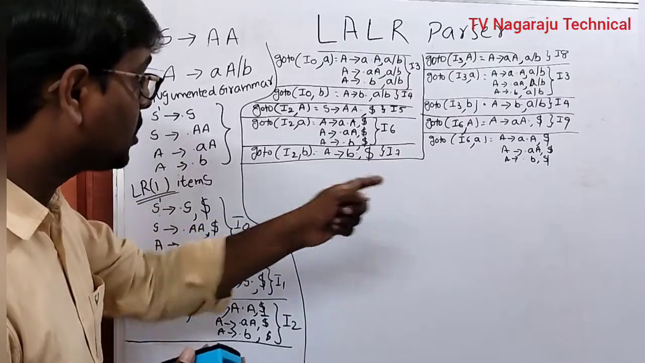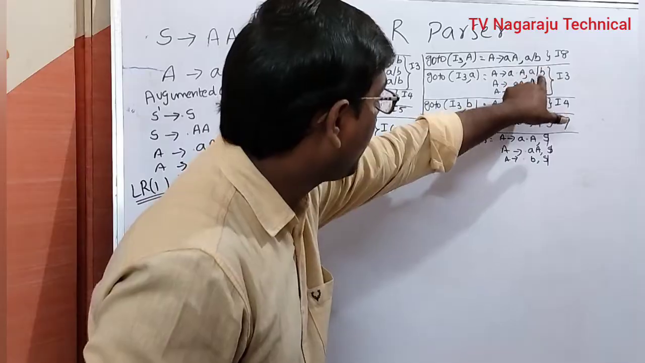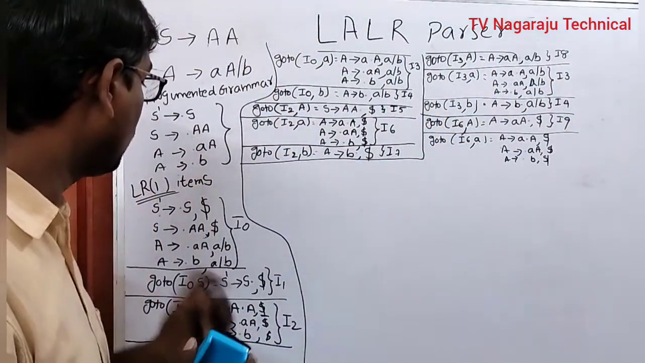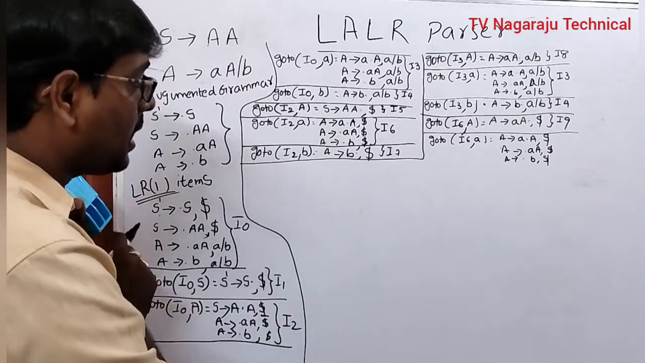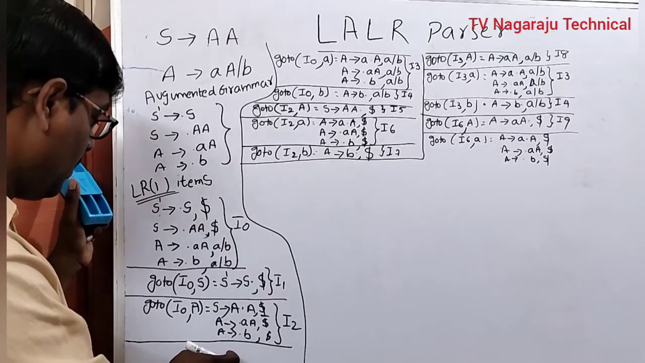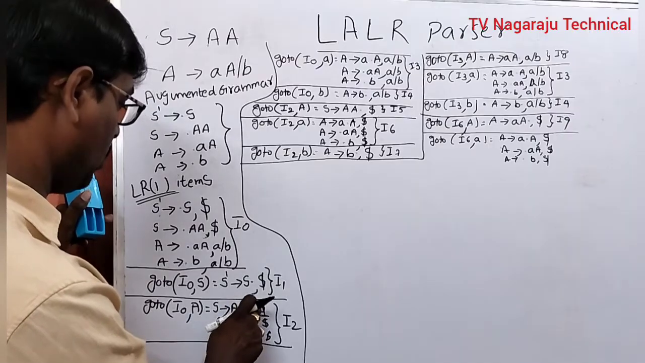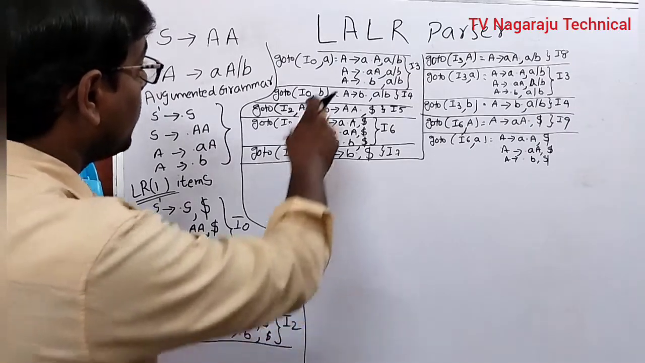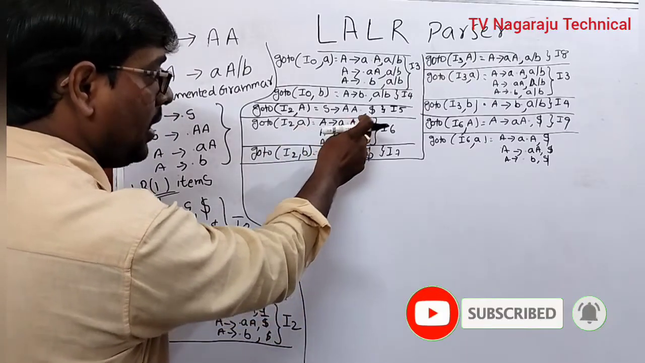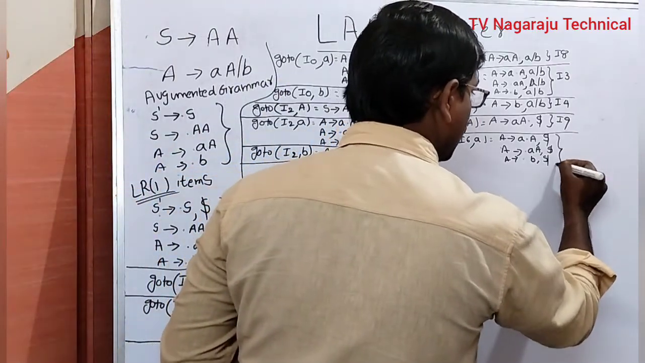So is any production there? See this one? This is the production. Here A by B, here dollar. That means both are different productions. Is any other production available? Observe, each and every time you have to check. So is this the production? No. Is this one? No. This one? Yes. Observe, A dot A dollar, dot A dollar, dot B dollar. That is simply this I6.